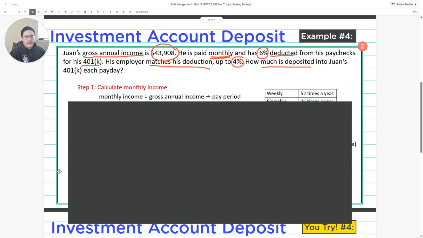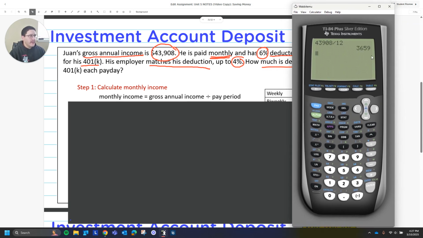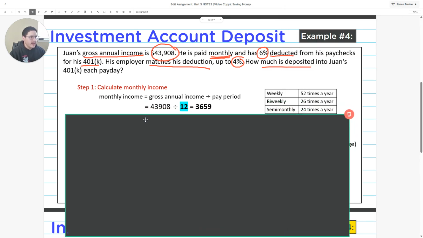So we're going to divide, let me take out the calculator. We're going to divide 43,908 by 12, the amount of pay periods he has, which is $3,659. That's his gross monthly income, $3,659.